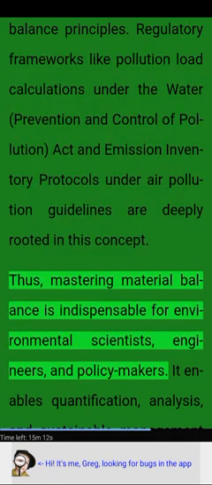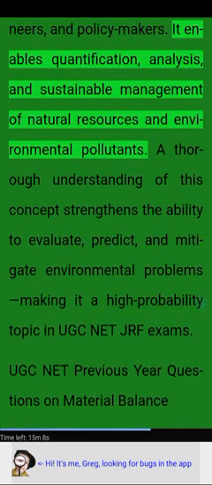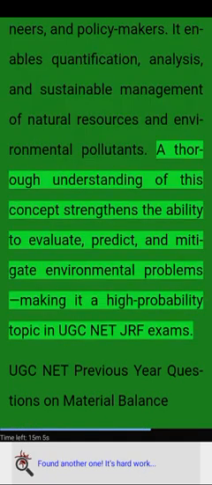Thus, mastering material balance is indispensable for environmental scientists, engineers, and policymakers. It enables quantification, analysis, and sustainable management of natural resources and environmental pollutants. A thorough understanding of this concept strengthens the ability to evaluate, predict, and mitigate environmental problems, making it a high-probability topic in UGC NET JRF exams.